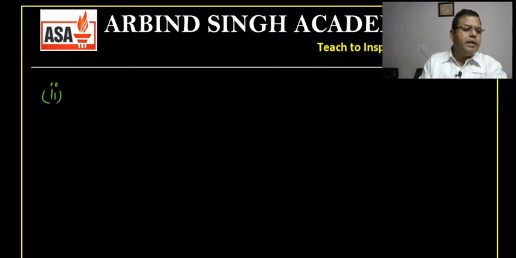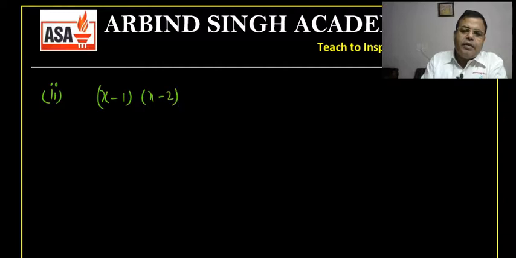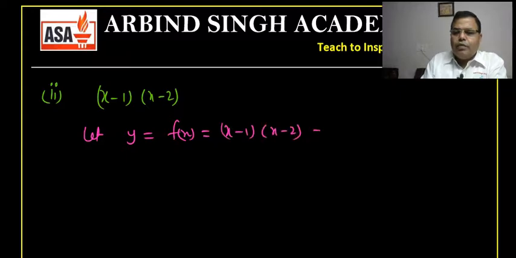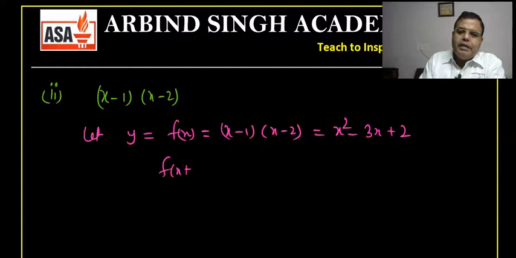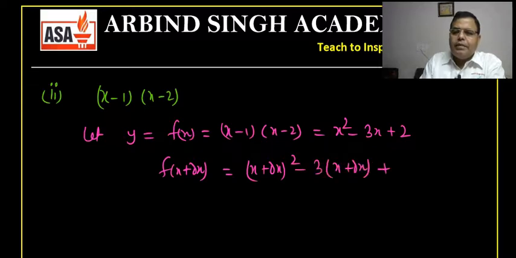Part 2 of this is (x − 1)(x − 2). It is given here, so we can write again: let y = f(x) = (x − 1)(x − 2), which can be written as x² − 3x + 2. Can I write like this? Yes. Now f(x + Δx) can be written as (x + Δx)² − 3(x + Δx) + 2.